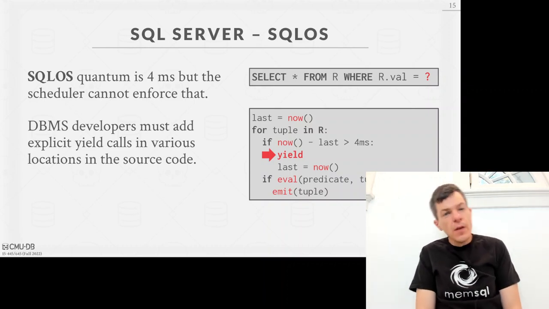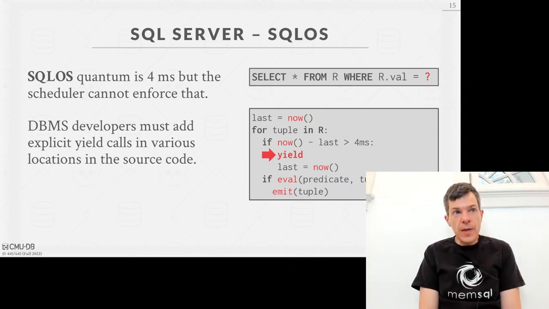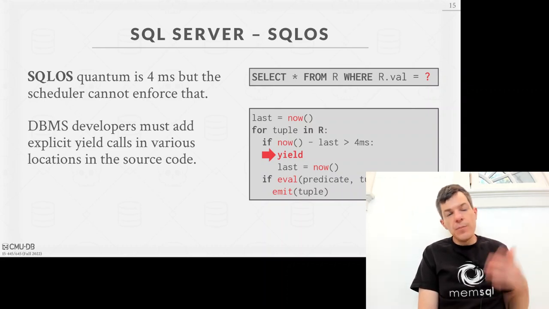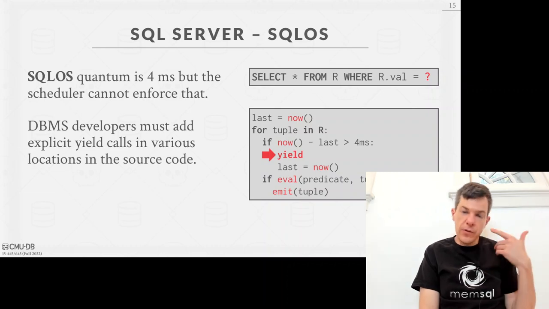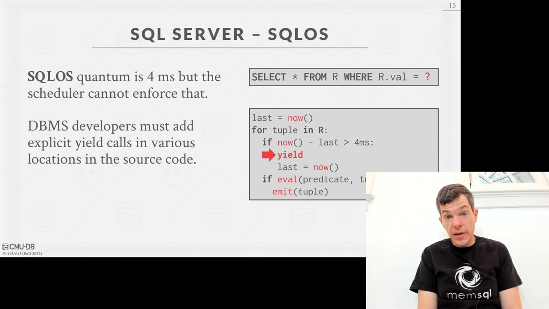I said the other two systems that I know that do this are FaunaDB, and as I said, all they pretty much do is put a blind yield after, or before, a disk read. The idea there is that most of the time you're blocking, waiting to get something from disk, so let me just yield before I go do that.